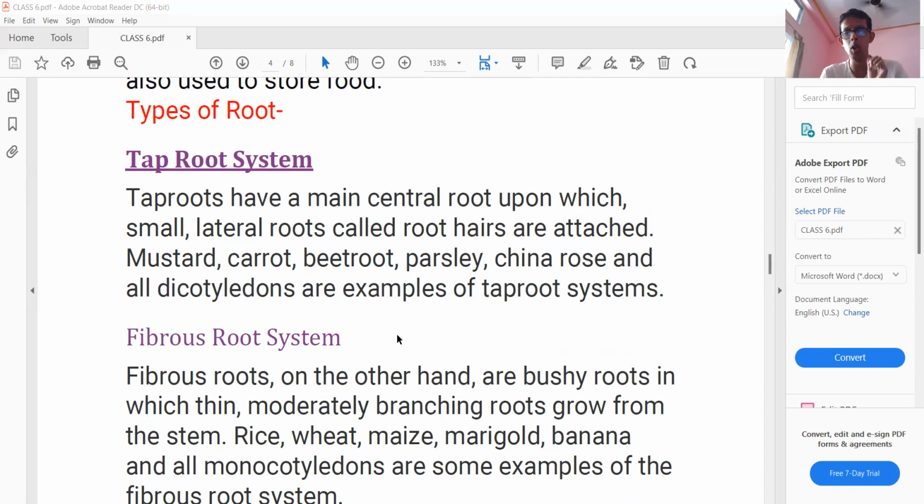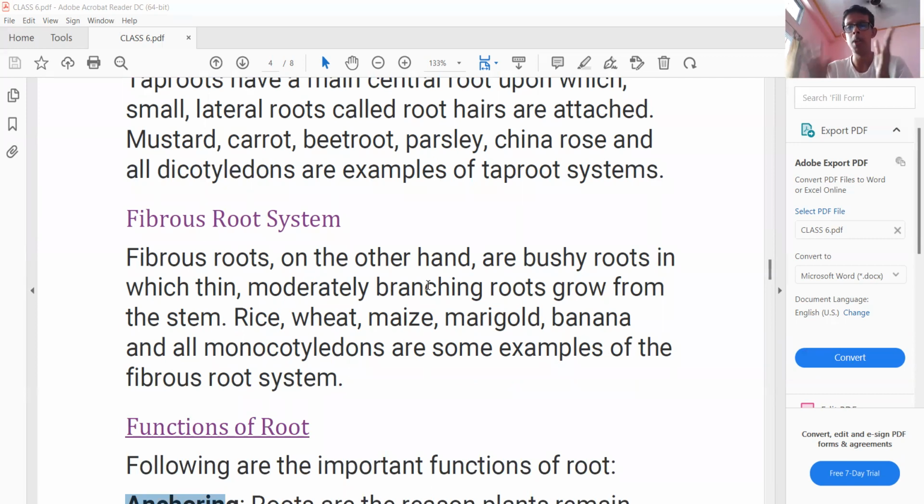So there are basically two types of root. One is the taproot, other is the fibrous roots. Taproot has one central root and several hair-like roots. These are called lateral roots. Examples of such root are mustard, carrot, beetroot, parsley, china roots, etc. What are fibrous roots? Fibrous roots, on the other hand, are basically bushy in structure, like rice, maize, marigold, banana, etc.